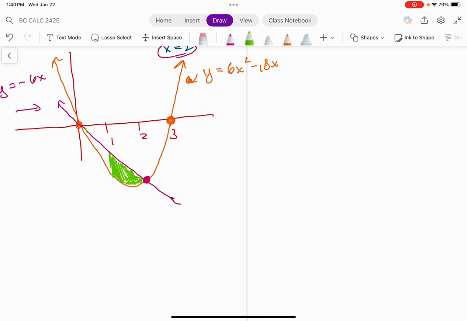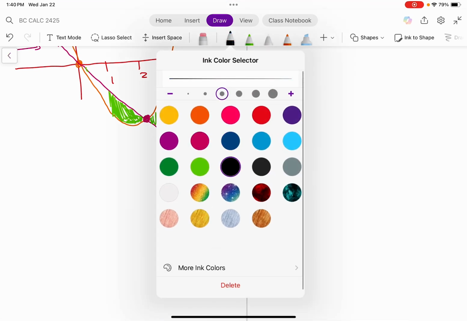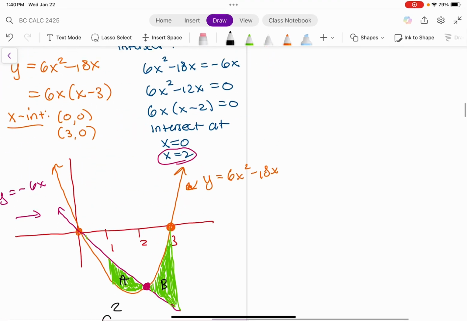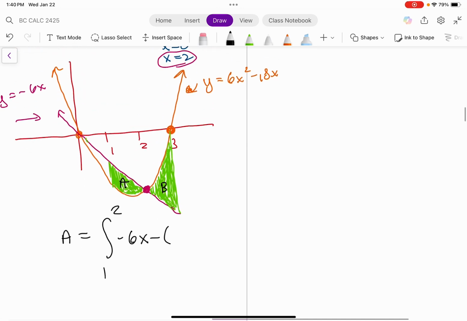So then there's a changeover, right? But this area is all trapped between the two curves on the interval 1 to 3. And so we compute these integrals. There are two sections, we'll call this A and this B, and then we'll just add them. So A is equal to the integral from 1 to 2. And now we have to do top minus bottom. The top function is negative 6x in this case, minus the bottom function, which is 6x squared minus 18x.